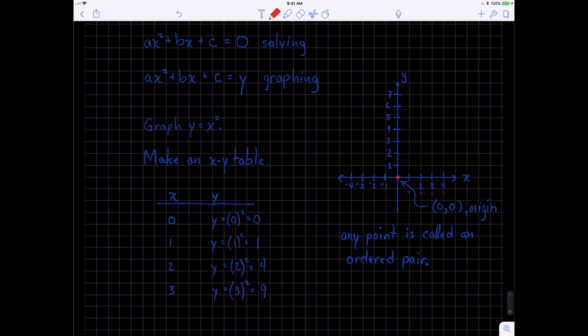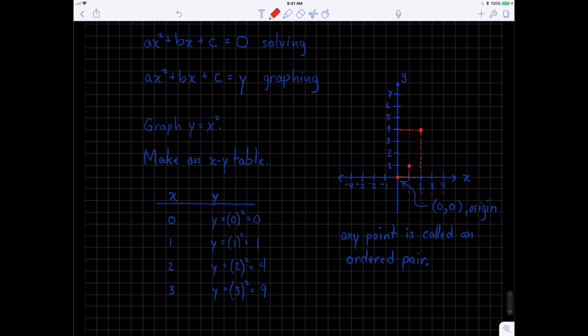The point 1, 1 means you go over to x is 1, and then you go up to where y is 1, and you put a dot. So the next point says x is 2, so I go all the way over here to 2. And then it says go up to 4. Well, 4 is way up there. And so where those meet is where I put my next dot.